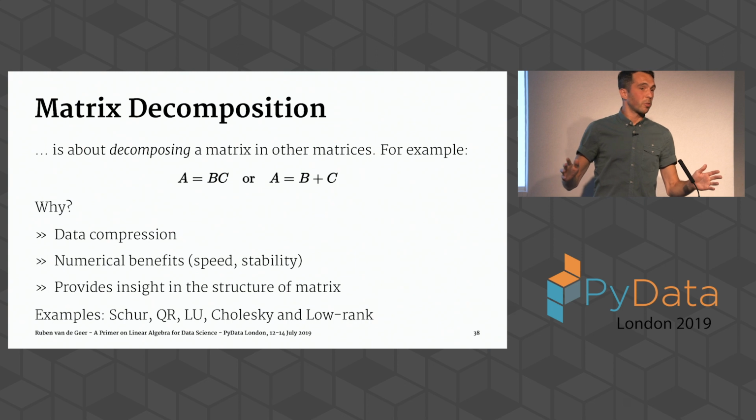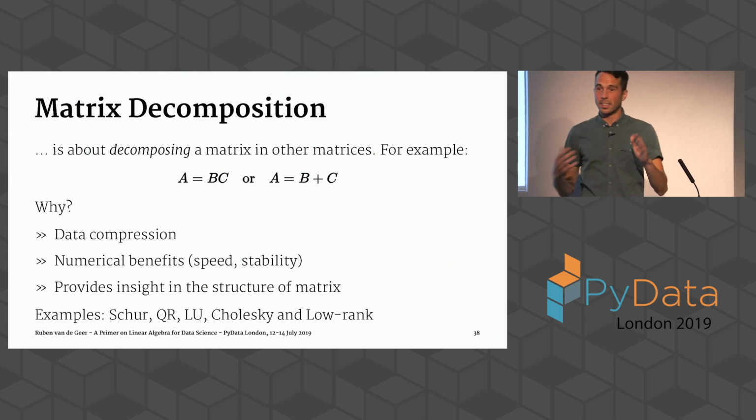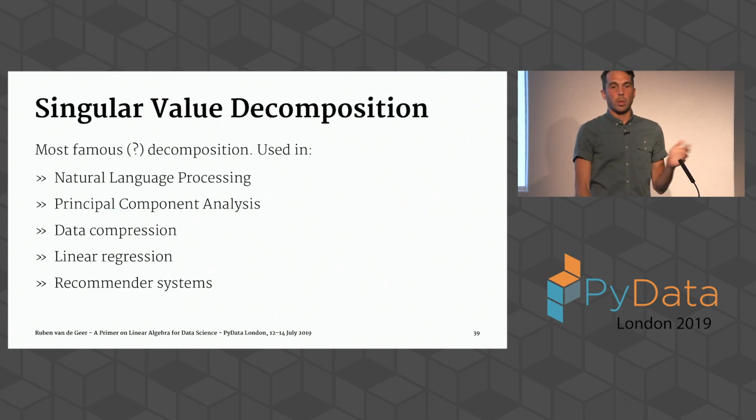There are many matrix factorizations. Go look on Wikipedia. The list is long, and they have all different kinds of properties. But today we will look at singular value decomposition because it's, I think, the most famous and most used matrix decomposition out there. It's used in natural language processing, principal component analysis, data compression, linear regression, and for recommender systems as well. The people that won the Netflix prize, I think, used singular value decomposition, or at least an approximation of it, to win this prize, I don't know, 10 years ago or so.